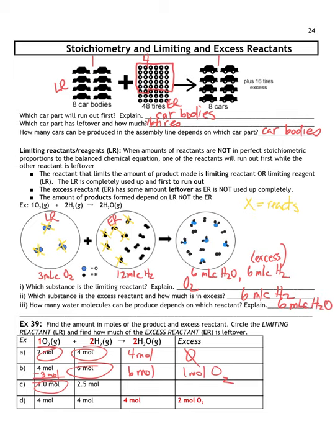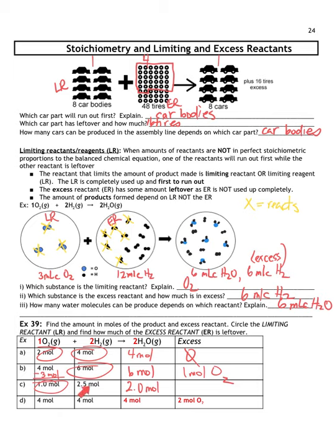The amount of product is going to depend on my limiting reactant. So I'm going to look at my ratio between my product and my limiting reactant. It's a 1 to 2 ratio. So if I have 1.0 moles right here, I'm going to make 2.0 moles of my product.